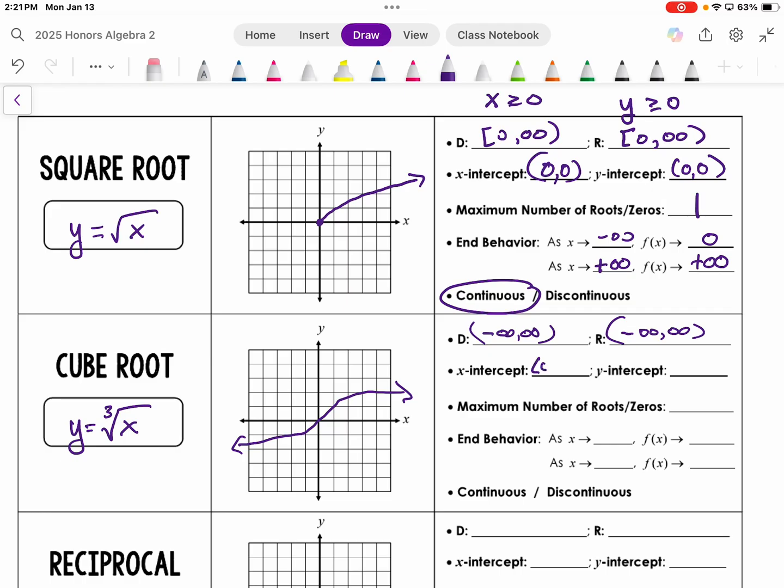We can fill in our intercepts for the parent function. We can fill those in. The maximum number of times you could touch the x-axis is still going to be 1.